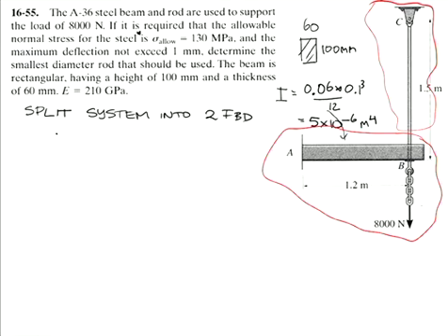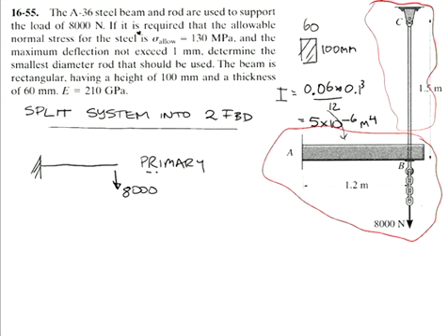Okay, so even splitting it in two, we still here would have four unknowns, so we're going to consider our primary system to comprise no support at all, just our 8,000 newtons. Then we are going to put back what we took away, which is our reaction. I'll call it CY. This is our redundant.